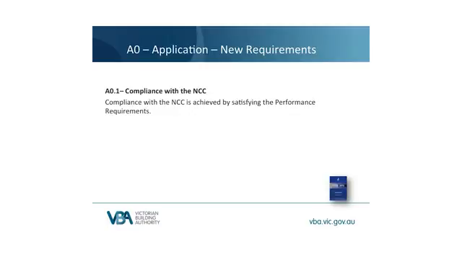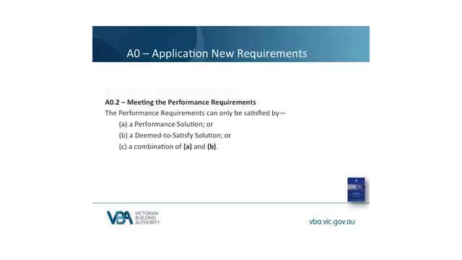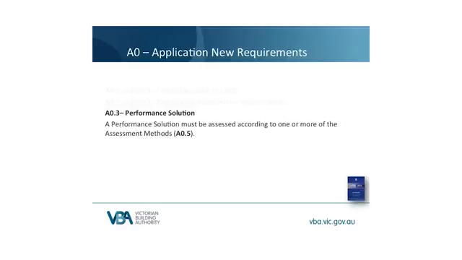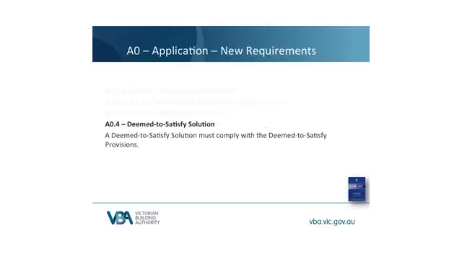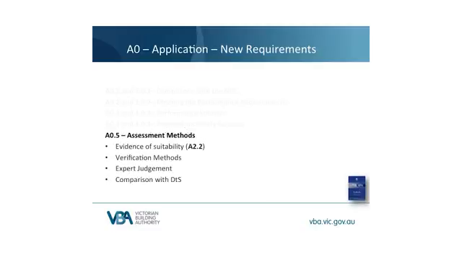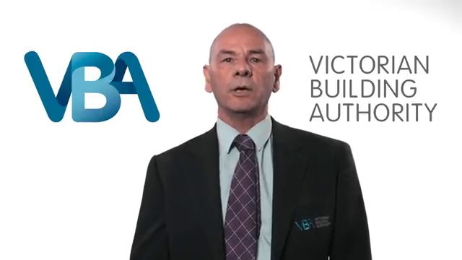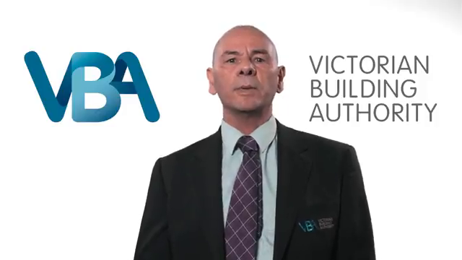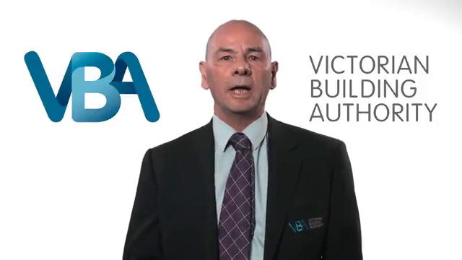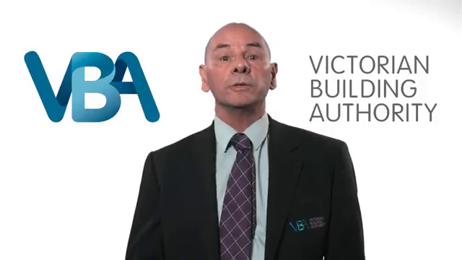A0.4 becomes A0.1. A0.5 becomes A0.2. A0.6 now becomes A0.3. A0.7 now becomes A0.4. A0.8 now becomes A0.5. Assessment method provisions are consistent with the intent of the existing code, whereby assessment methods must be used for a performance solution and the assessment method may be used for deemed to satisfy solutions as appropriate.